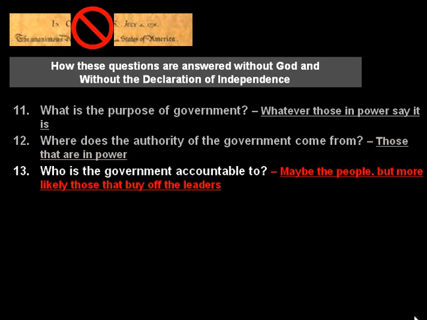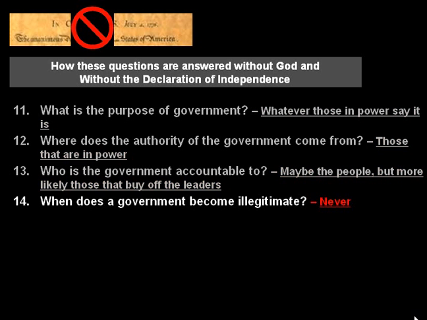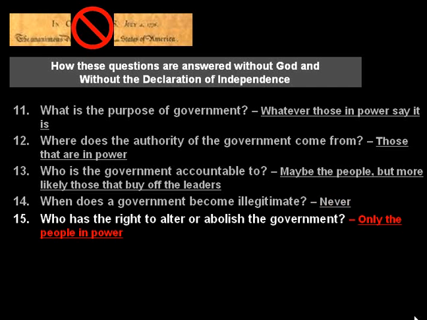Who is the government accountable to? Well, maybe the people, if the people can organize and resist, but more than likely the government's accountable to those that buy off the leaders. When does a government become illegitimate? Never. That's kind of an irrelevant question, because what would you even measure good government against? Who has the right to abolish or alter government? Only the people in power do.